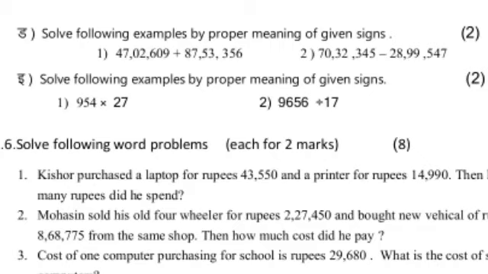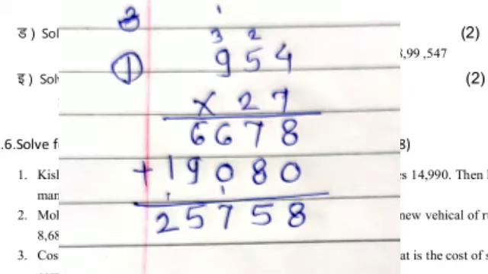Next question, solve following example by proper meaning of given signs, same as 954 into 27. Here is the sign of multiplication, so we multiply these two numbers and answer is like this. If you know the table of 27, you multiply directly by 27.